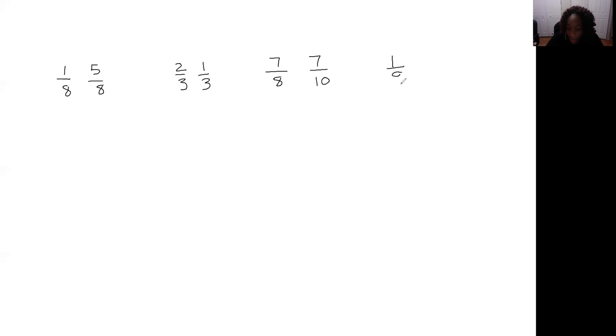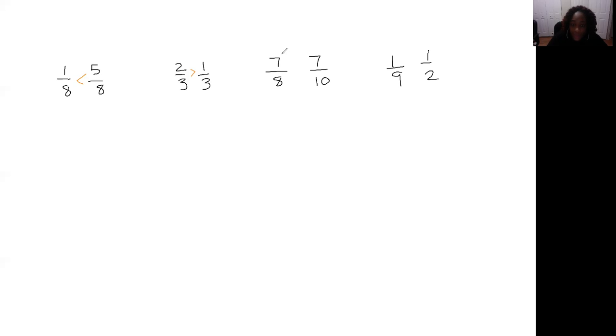All right, I'm going to put up these 4 fractions and let you know how it works. First we have 1 over 8 and 5 over 8. Because the denominators are the same, this is straightforward. I know that 1 is less than 5. So therefore, 1/8 is less than 5/8. Again, the denominators are the same, so I look at the numerators. Whichever one has the biggest numerator is the biggest number.